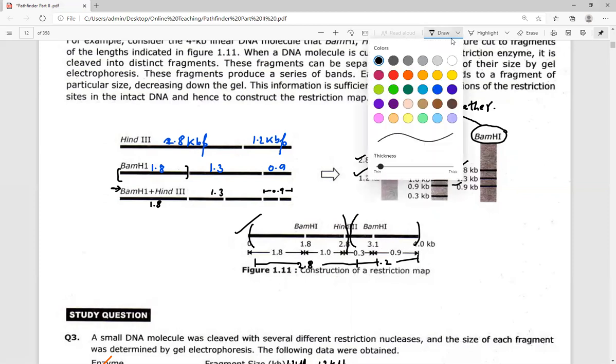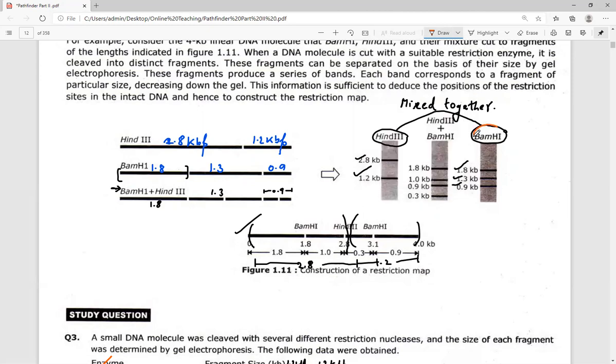Now, I'm taking another color, that is a red color for the BamH1. Okay, for the BamH1, I'm taking a red color. Now, where is this BamH1 going to cleave? The BamH1 is going to cleave at a distance of 1.8. Okay, so this is the region where BamH1 has cleaved. This is the region where BamH1 has cleaved at 1.8. After 1.8, where is the BamH1 again going to cleave? BamH1 is going to cleave at 1.3.